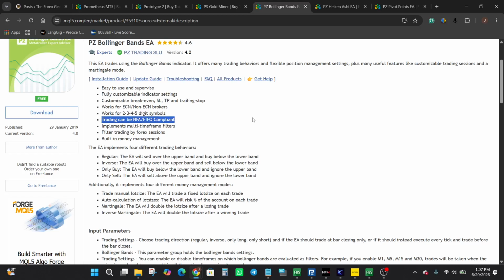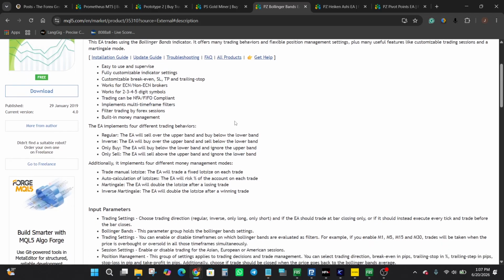Now, one of the more interesting aspects of this EA is the variety of trading behaviors available. In regular mode, the EA sells above the upper Bollinger Band and buys below the lower band. In inverse mode, the behavior is reversed. And there are also dedicated buy only and sell only modes, allowing traders to focus exclusively on one market direction if desired. The filtering options are also quite extensive.